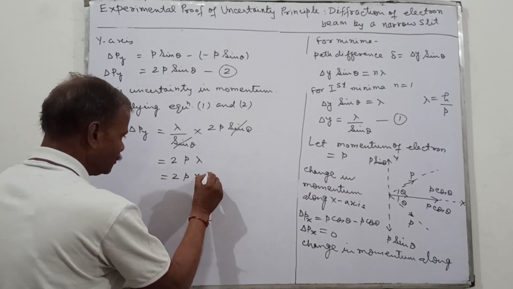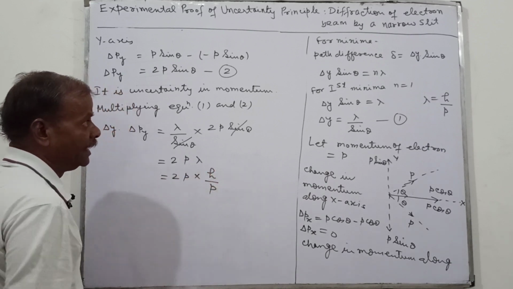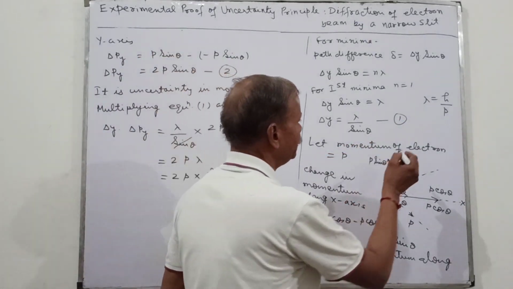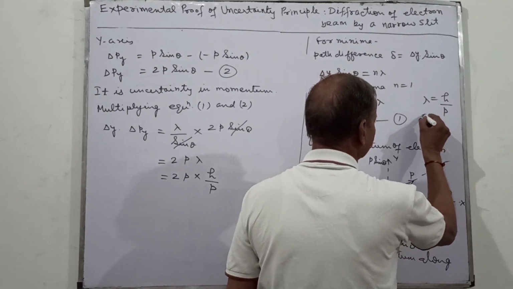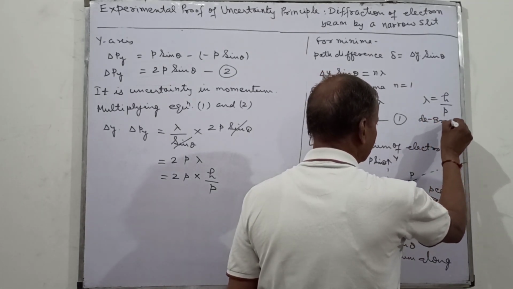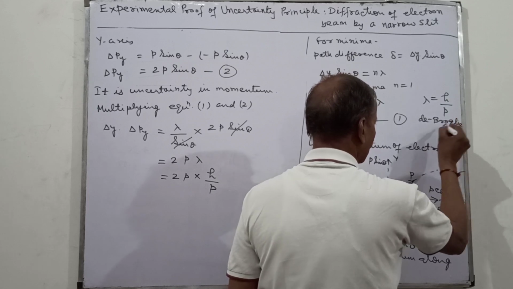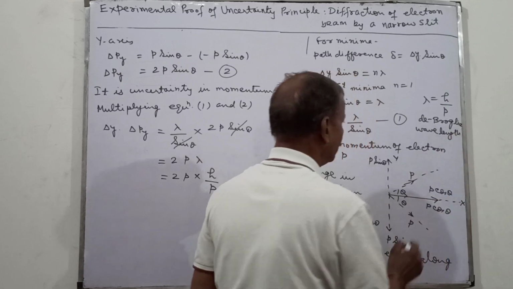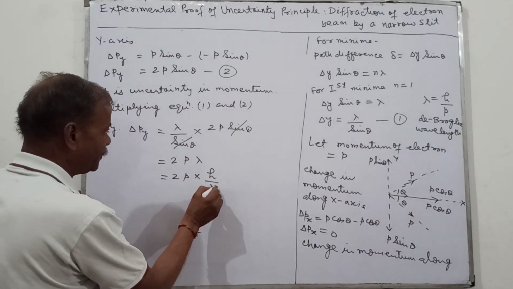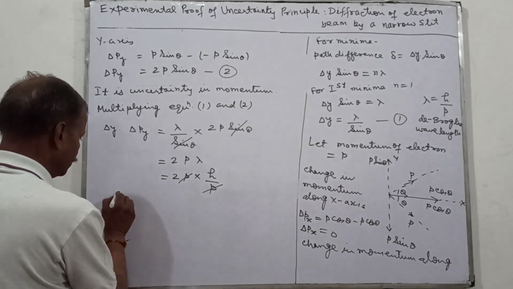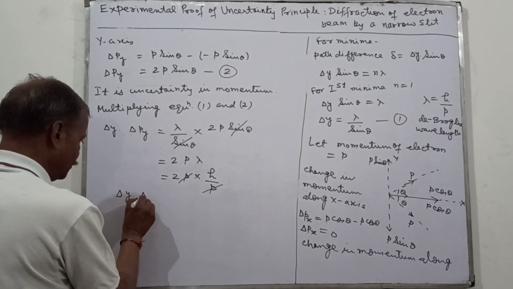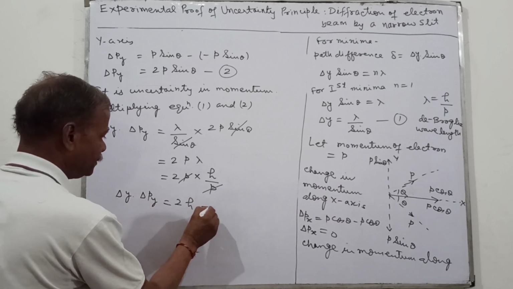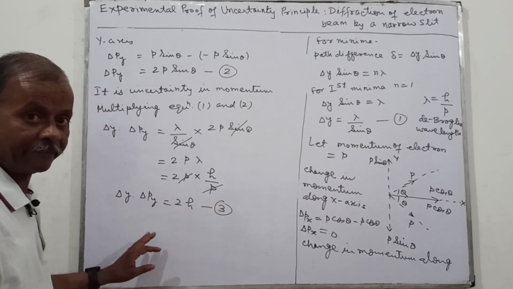2p lambda equal to 2p into h upon p, as I have told here. This is now de Broglie wavelength. So now this p and p will cancel. So we will have this delta y into delta py is equal to 2h. This is now equation 3.